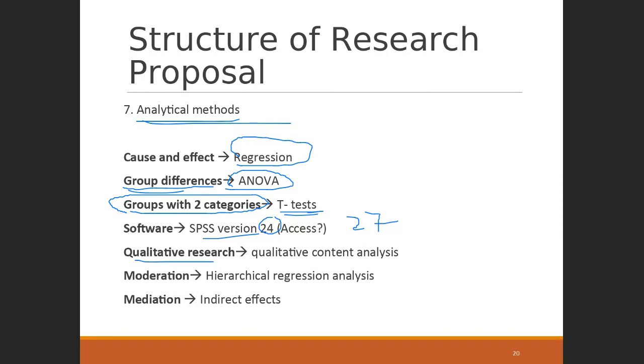If you're doing qualitative research, you may be required to do qualitative content analysis or thematic analysis depending upon your area. If you have a moderator variable, then conduct hierarchical regression analysis. If you have a mediating variable, then we need to use bootstrapping methods and do some indirect effect analysis. So you need to study the analysis section of research papers which closely resemble your area of investigation to be more clear about your analytical methods. Okay.